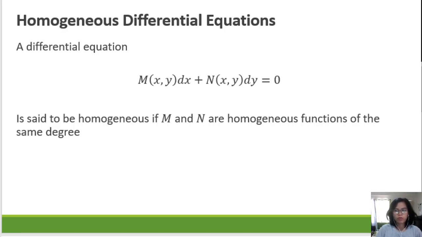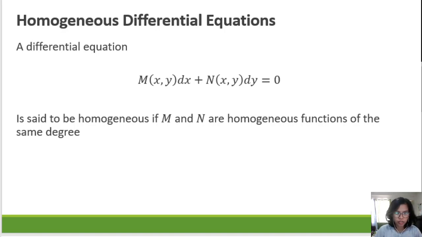Hello everyone, welcome to this video tutorial that discusses homogeneous differential equations. From our previous topic, we have discussed variable separable differential equations, where we can simply put all the terms with x beside dx and all the terms with y beside dy and then just do direct integration. But we have more complex differential equation forms wherein we cannot simply use the steps of solving variable separable. So we have this next type, the homogeneous differential equations.